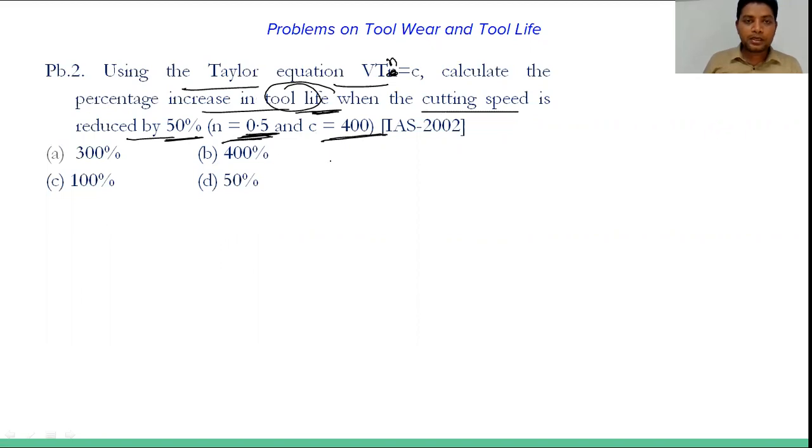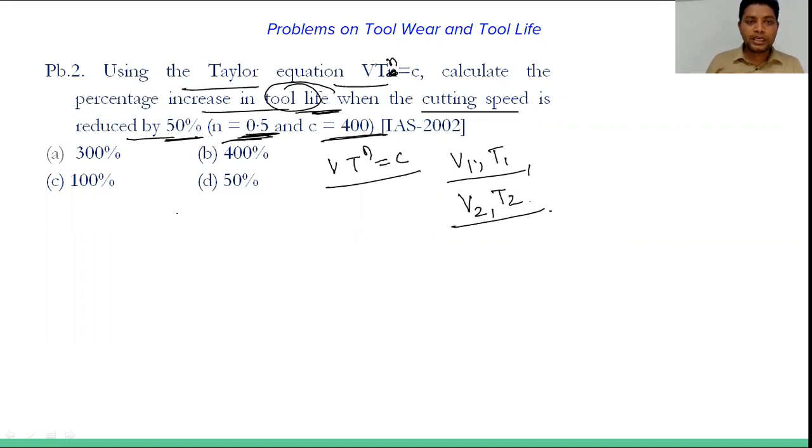ठीक है, तो हम क्या करते हैं, सबसे पहले जो वैल्यूज गिवन हैं उनको लगाते हैं। पहले तो हमें इक्वेशन भी गिवन है, दैट इज V T raised to n equals constant. देखिए, फर्स्ट कंडीशन के लिए हम मानते हैं कि कटिंग वेलोसिटी और टूल लाइफ है V1 T1। सेकंड कंडीशन के लिए इट विल बी V2 T2। फर्स्ट कंडीशन के लिए इक्वेशन बनेगी V1 T1 raised to n equals constant.